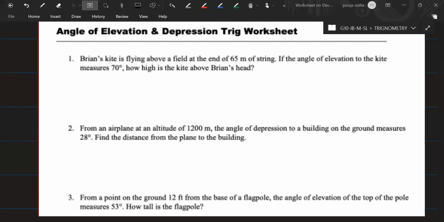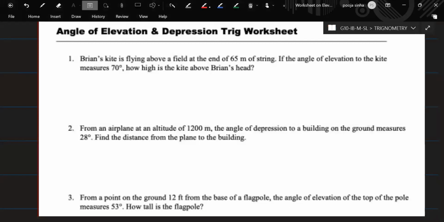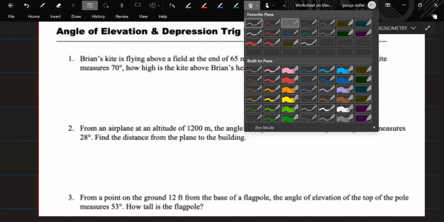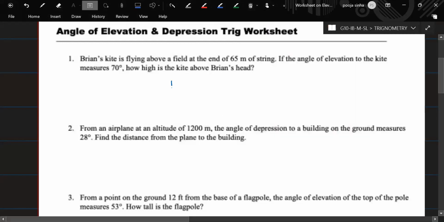Brian's kite is flying above a field at the end of 65 meters of a string. So theta would be 70. Then opposite would be 65. Okay, so let's first draw the diagram, okay? Yeah. Draw the diagram. So that's how my kite is here.